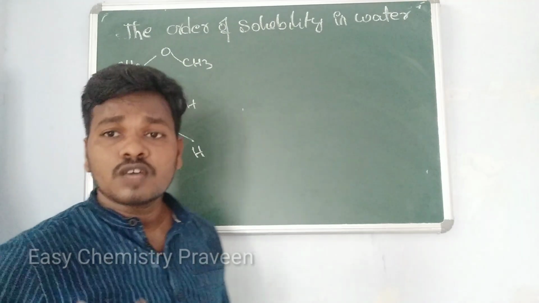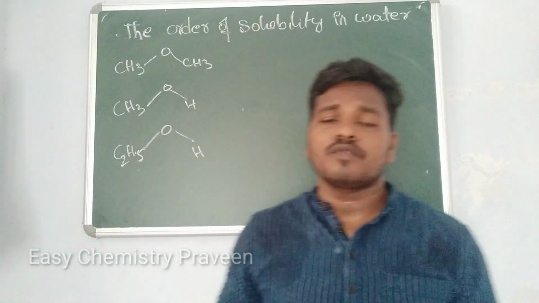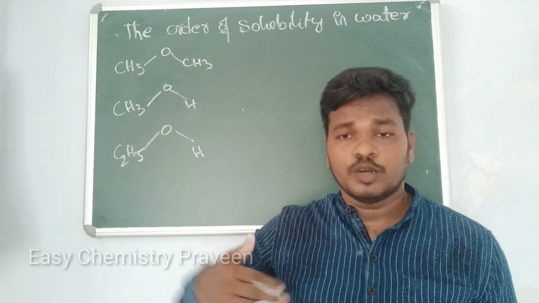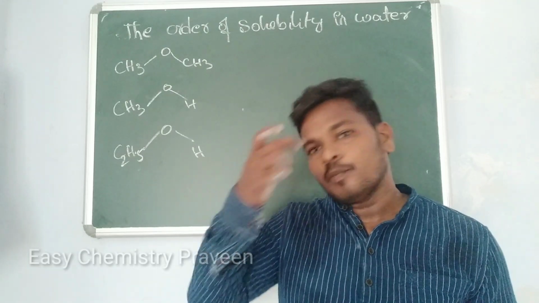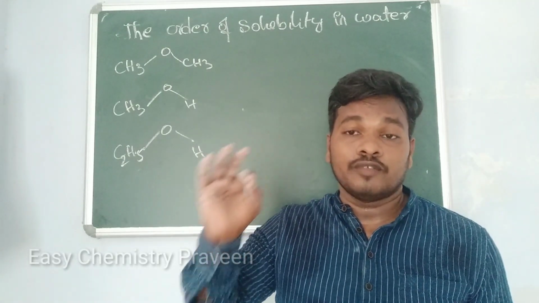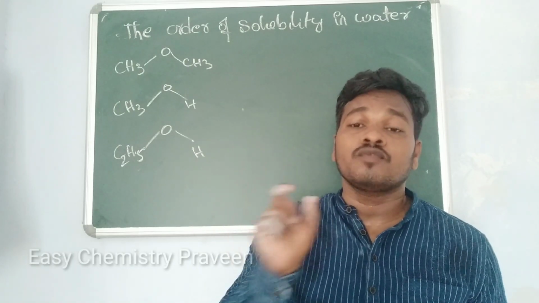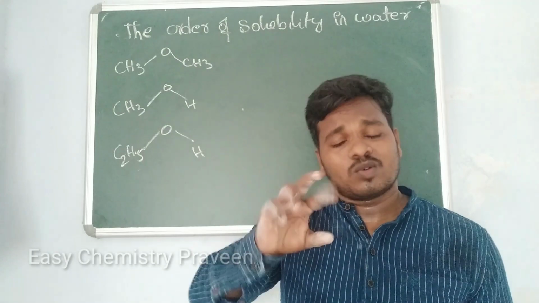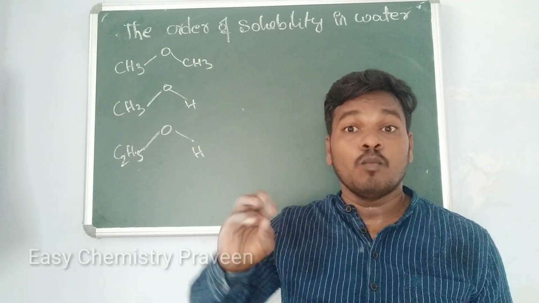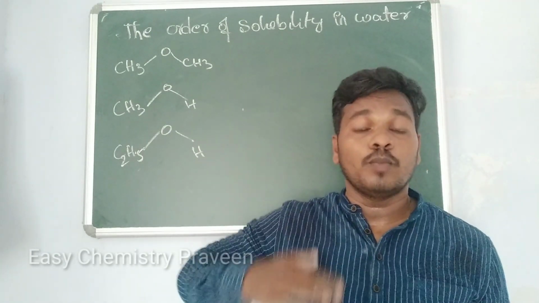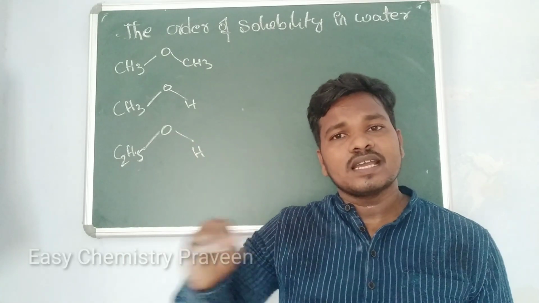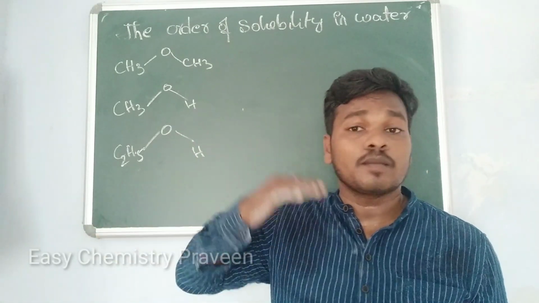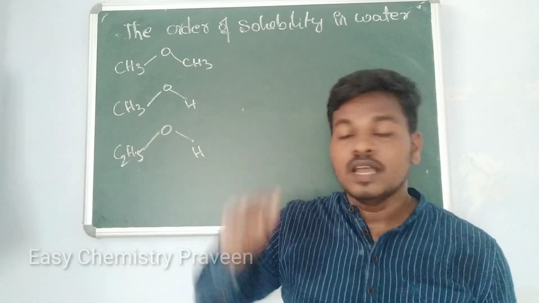Next question: among the three organic compounds they have given, we have to identify which is more soluble in water and which is less soluble in water. In the beginning I said that with organic compounds, first find the electronegative atoms around the central atom, and whether more bulky groups are present. Automatically solubility will be less. As bulkiness increases, molecular mass increases, and solubility decreases.